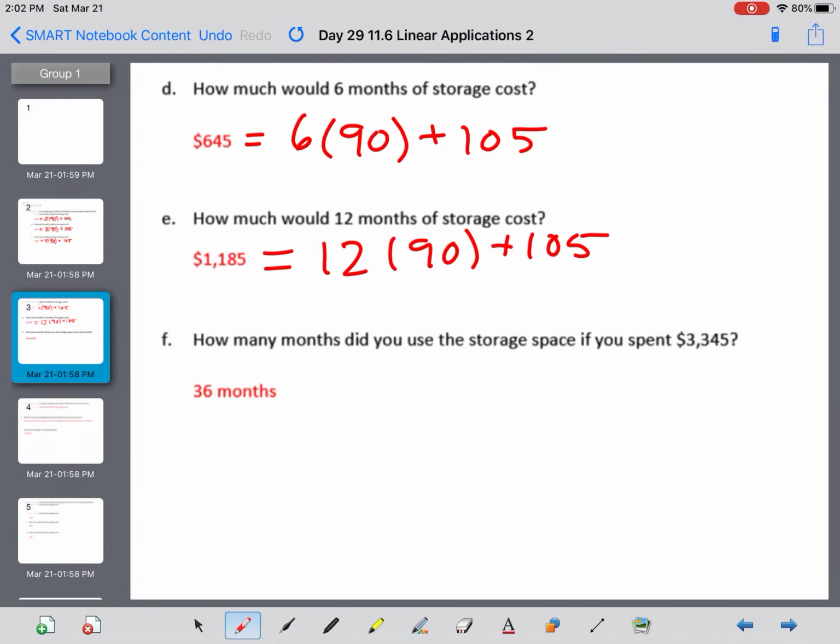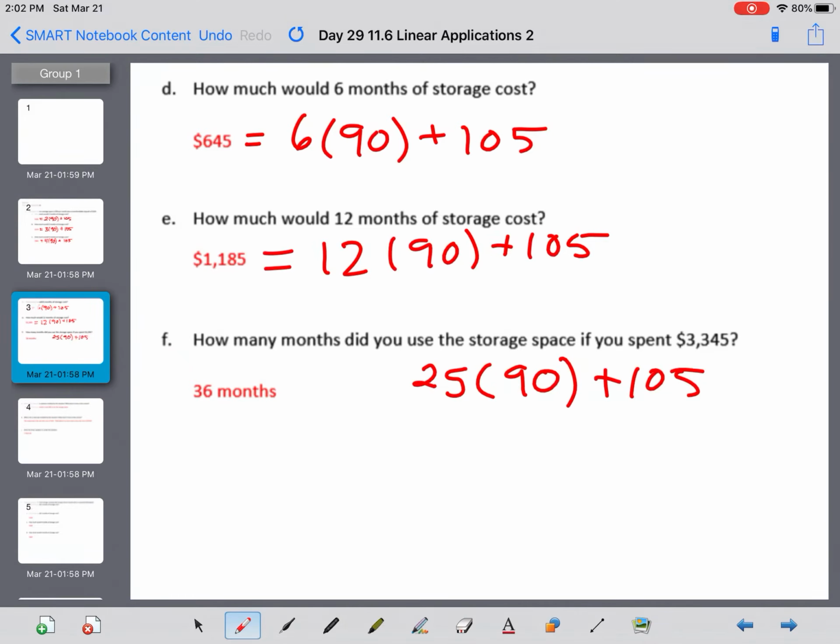Now for part F, how would you figure out how many months you're using the storage unit for if you spent $3,345? Well, this one's a little bit of guess and check. It's definitely going to be more than 12 months. So if you want, you can start plugging in different values for X. So you could try plugging in, maybe it's 25 months. I'm just making up a number. And is 25 times 90 plus 105?